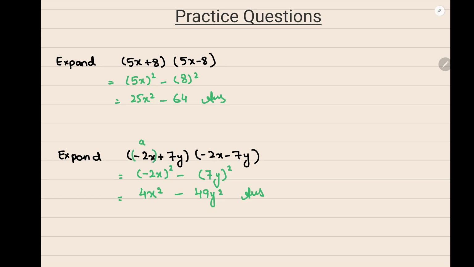In the second question, be aware that negative 2x will be my a. The whole of the first term with the sign will be my a. So (negative 2x) whole squared is basically negative 1, then 2, and then x. If we are squaring it separately, negative 1 squared is 1, 2 squared is 4, and x squared is x squared. So 1 times 4 is 4 and x squared. That's why I have written 4x squared.